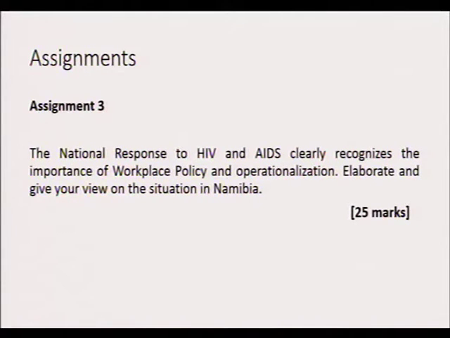Assignment 3: the national response to HIV and AIDS clearly recognizes the importance of workplace policy and operationalization. Elaborate and give your view on the situation in Namibia, because plans or strategies will just be strategies unless and until they can put on their work suit and start working. Only then can we see the results.